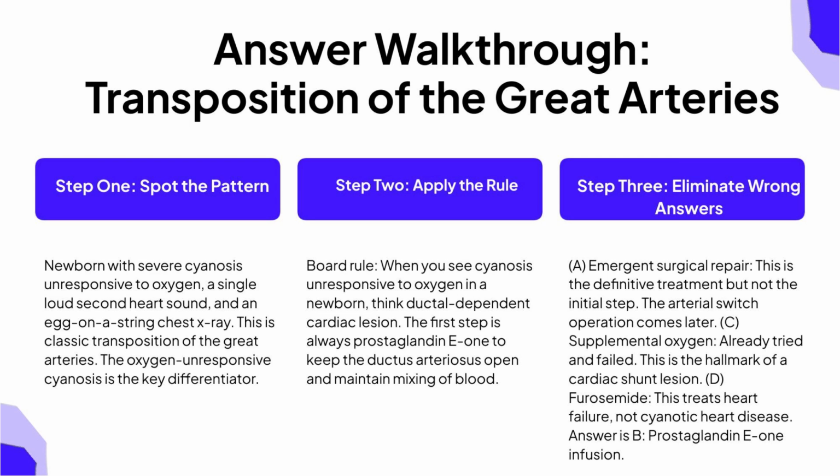Step 2. Apply the rule. The board rule you must memorize is, when you see cyanosis that does not improve with supplemental oxygen in a newborn, think ductal-dependent cardiac lesion. The very first step is always prostaglandin E1 infusion to keep the ductus arteriosus patent and maintain blood mixing between the two parallel circulations.